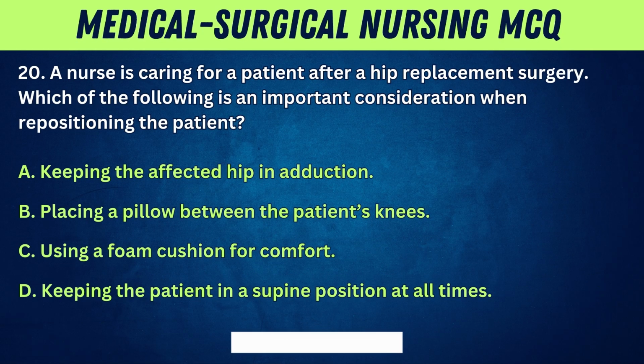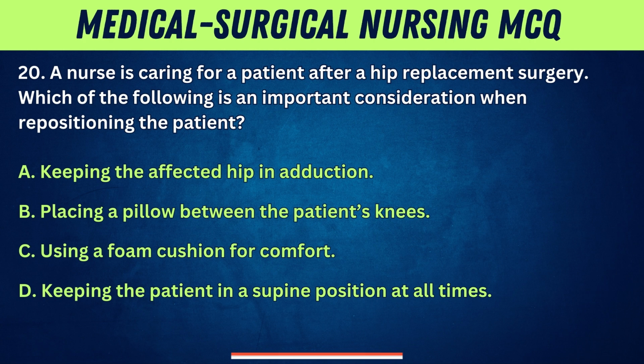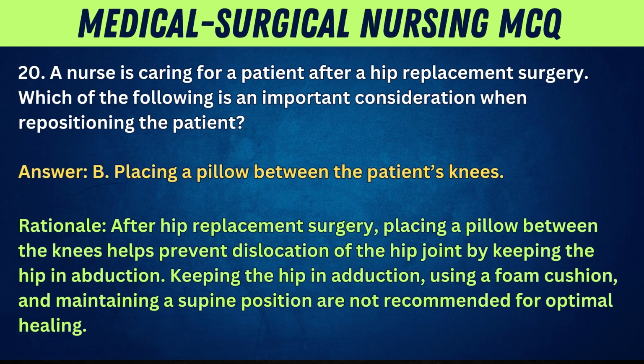20. A nurse is caring for a patient after a hip replacement surgery. Which of the following is an important consideration when repositioning the patient? A. Keeping the affected hip in adduction. B. Placing a pillow between the patient's knees. C. Using a foam cushion for comfort. D. Keeping the patient in a supine position at all times. Answer: B. Placing a pillow between the patient's knees.